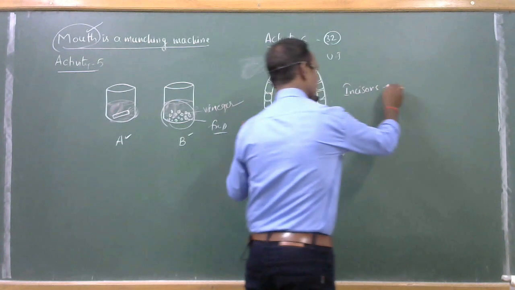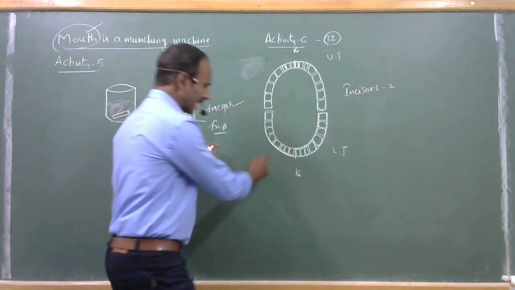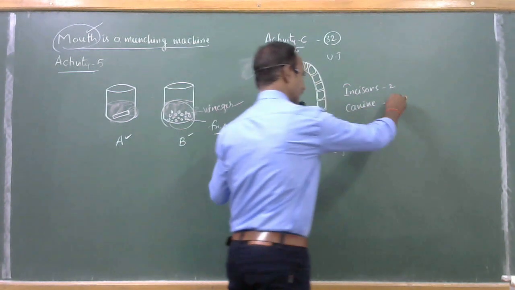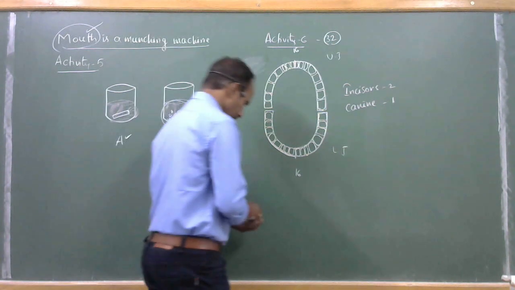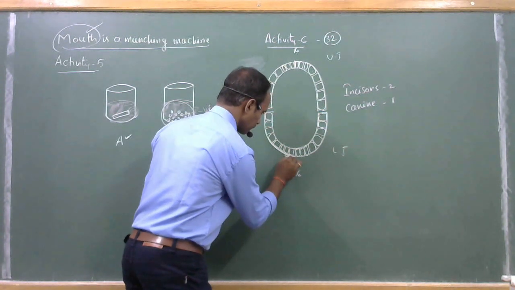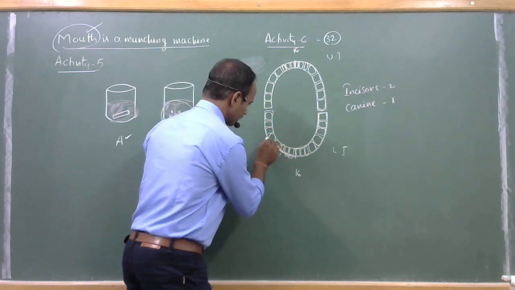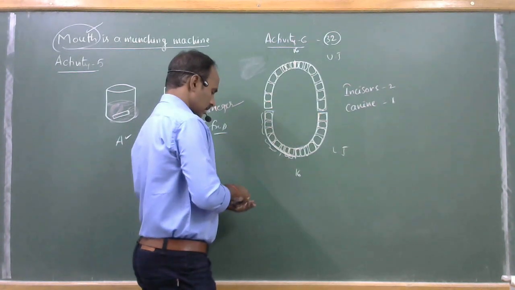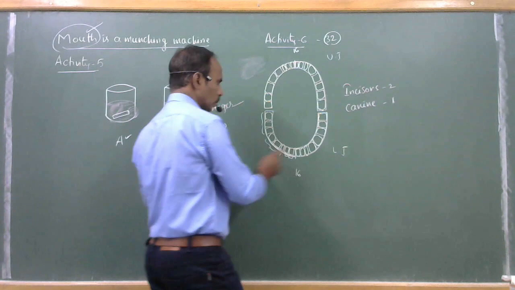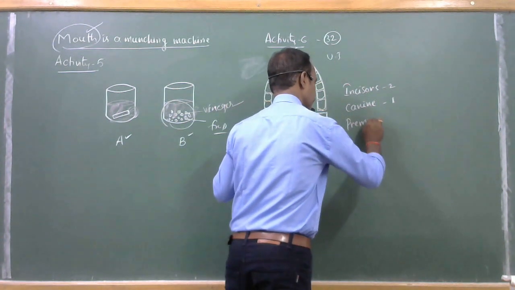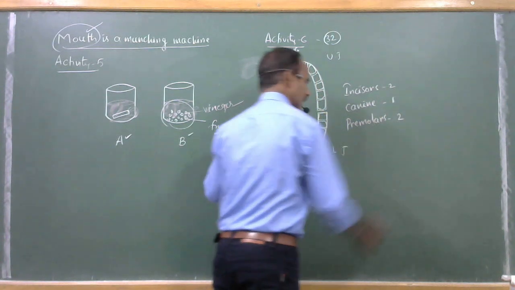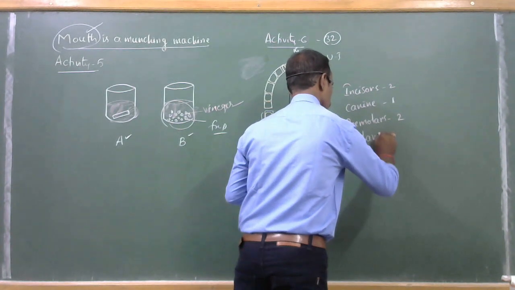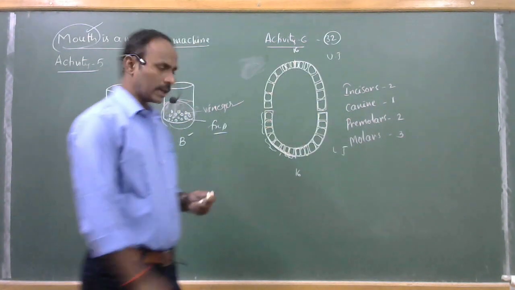How many incisors are present here? Two. The second sharp tooth is called the canine. How many canines? One. These are the first two. This is the second one. The next two teeth, two, one, two, are called premolars. There are two. The last three are called molars. Those are three. Observe clearly.